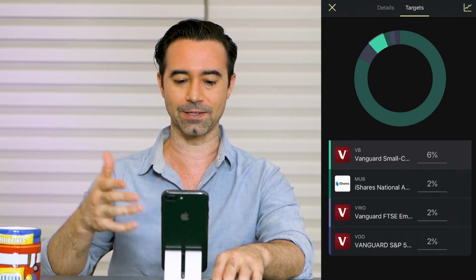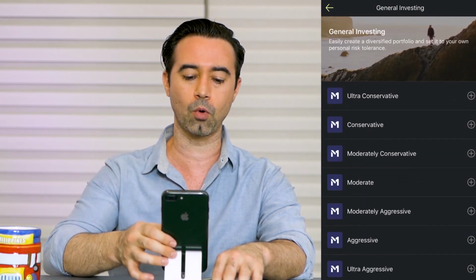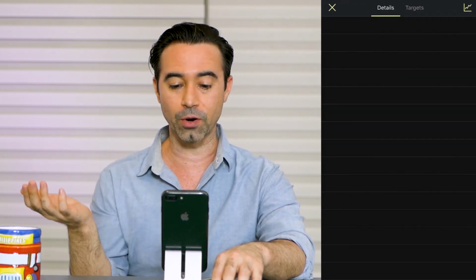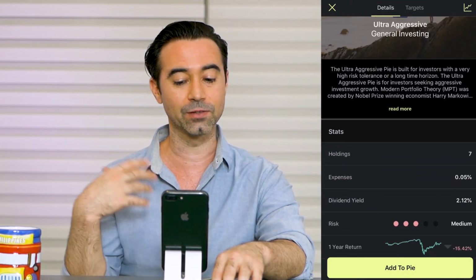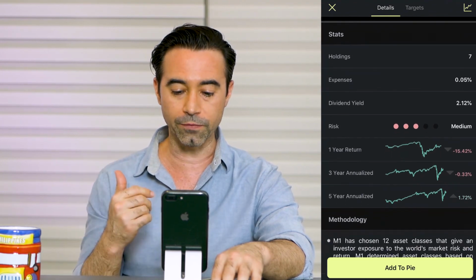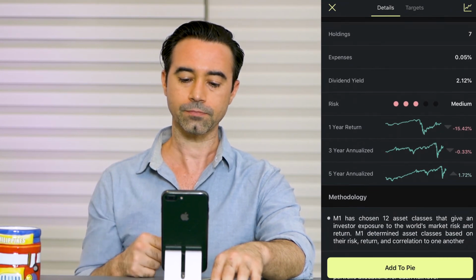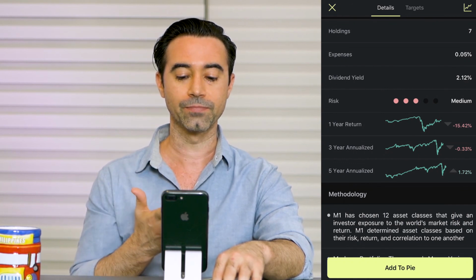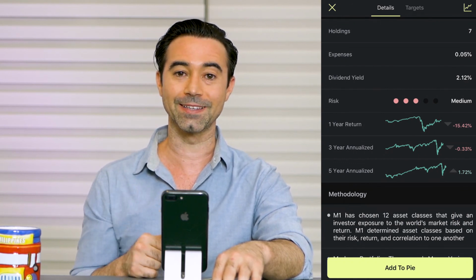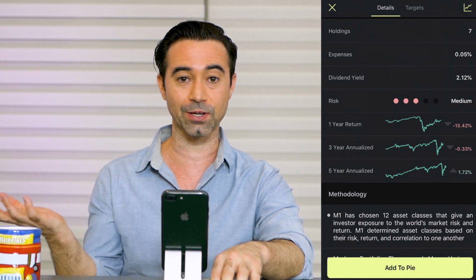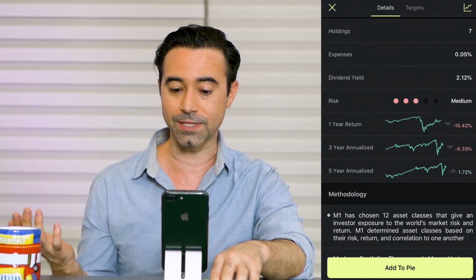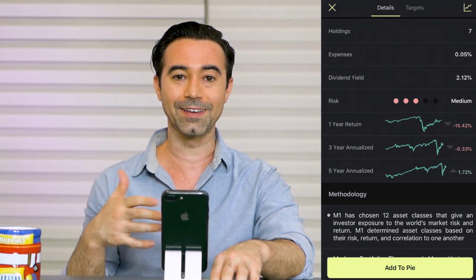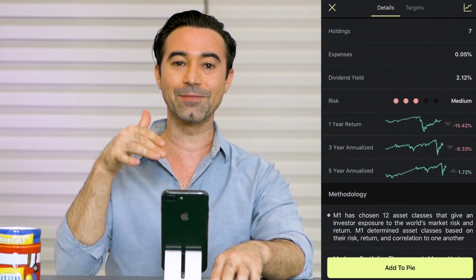Let's see the difference here. We see the details, the holdings, there are 7 holdings. The expenses are actually lower for this, 0.05. The dividend yield is 2.14. The risk is medium. Now look at the difference in the return here. The return is negative 15%. We just looked at the ultra conservative return of a little over 1%. Huge difference, right?